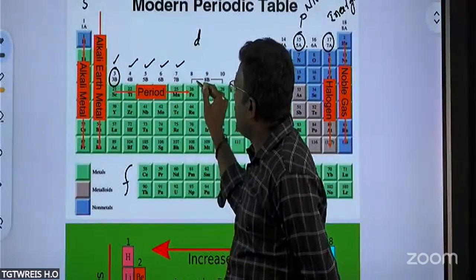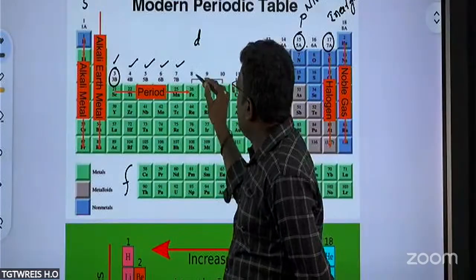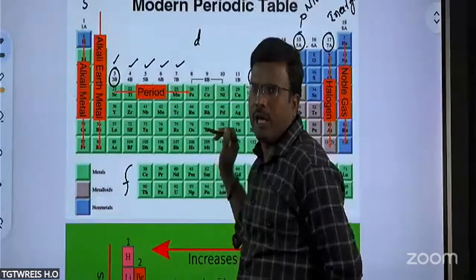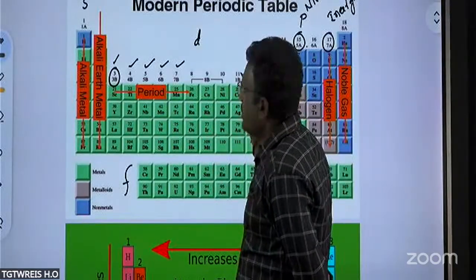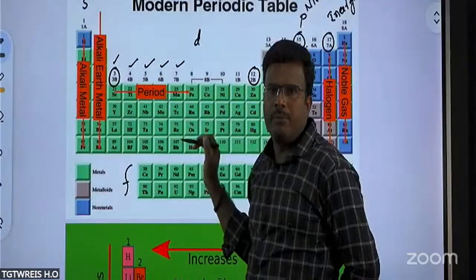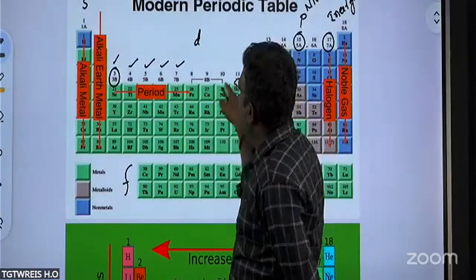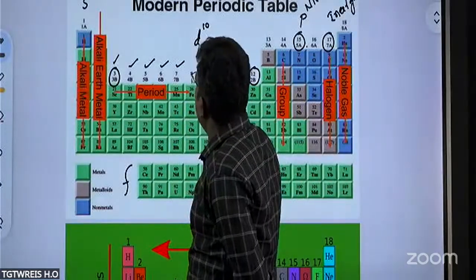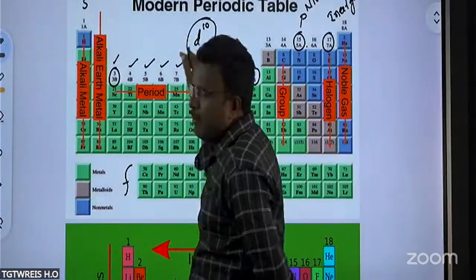Then the eighth group is again classified into three subcategories: eighth, ninth, and tenth. This is the eighth B group. The next one is the first B group. How many groups are there in this D block? The D orbital is filled with a maximum of 10 electrons, that's why 10 groups are there in the D block.